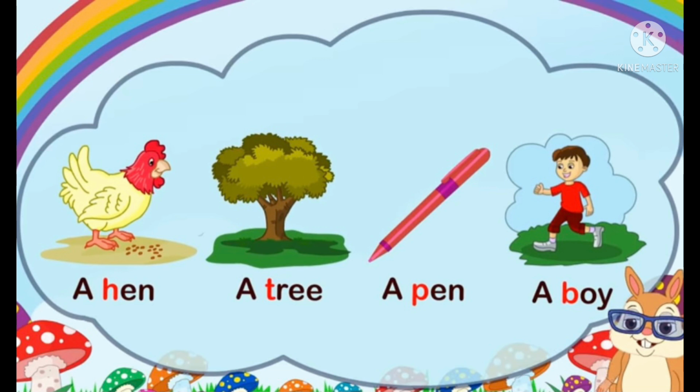Alright, let's see some examples. These are some words that you will use a. Hen, tree, pen, boy. Semua kena guna a. A hen, a tree, a pen, a boy. Kenapa kena guna a? Sebab huruf pertama for the words hen, tree, pen and boy bermula dengan consonants, bukan A, E, I, O, U. That's why kita kena guna a.